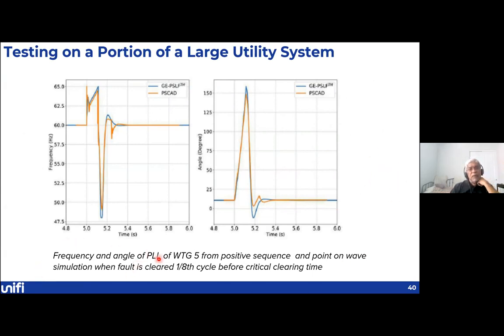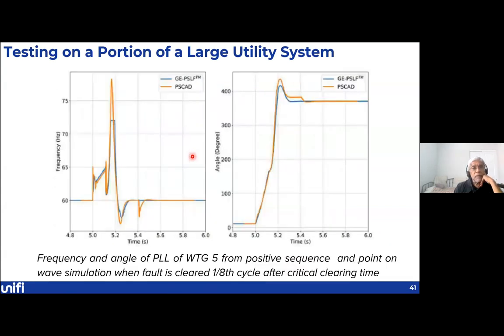They have looked at the frequency and angle of the phase lock loop of a particular turbine generator from the positive sequence model and point on wave simulation when the fault is cleared 1/8 cycle before critical clearing time. So that means the system is stable here. And you notice that the positive sequence model maps what the full-blown PSCAD model does quite accurately.